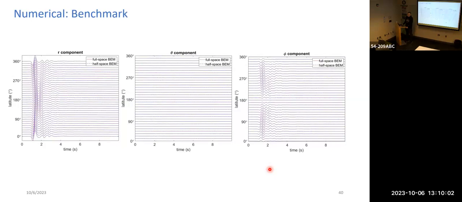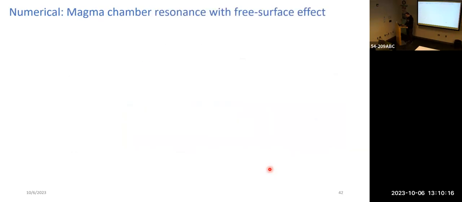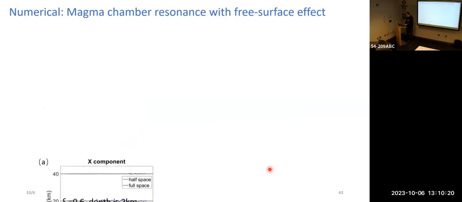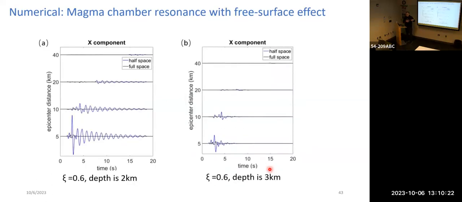Question: for the magma chamber, does the boundary also serve as an interface for wave reflection? Yes, those reflections cause the fluctuations. You mean the boundary of the magma chamber? Yes, it can reflect the waves. That is already included in the full space boundary element. For the full space boundary element, I only consider the infinite large elastic medium.